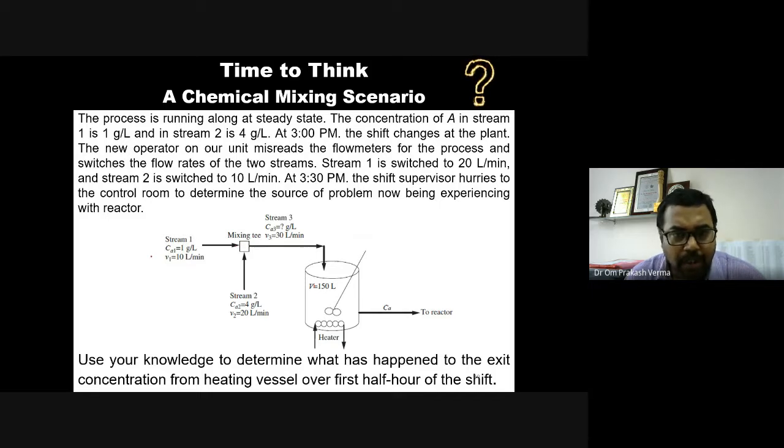One of the control operators, at 3 p.m. sharp, misreads the flow of this stream. He changes the flow switch from 10 liters per minute to 20 liters per minute, and from 20 liters per minute to 10 liters per minute. After an hour, or half an hour, the main supervisor comes and checks the problem. What is the source of that problem? Now he wants to correct this problem.